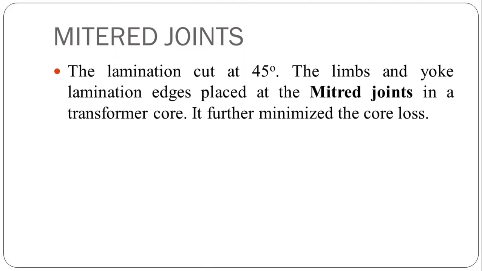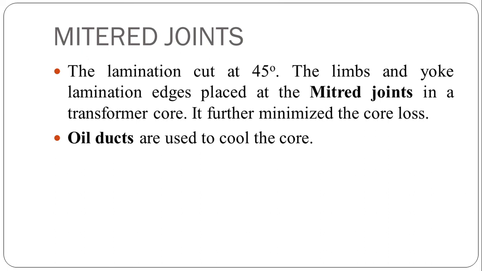Next is mitred joints. The laminations are cut at 45 degrees, and the limb and yoke lamination edges are placed at the mitred joints in a transformer core. It further minimizes the core losses. Oil ducts are used to cool the core.